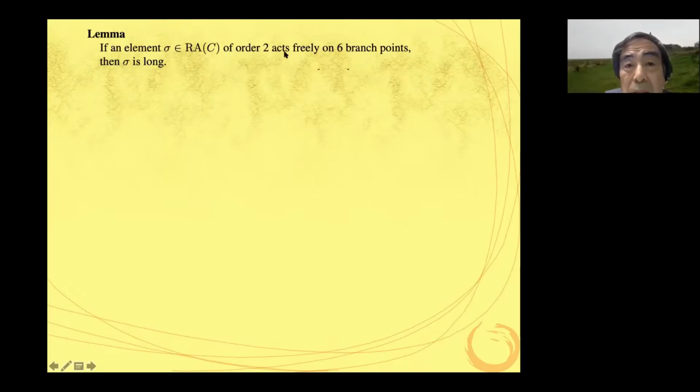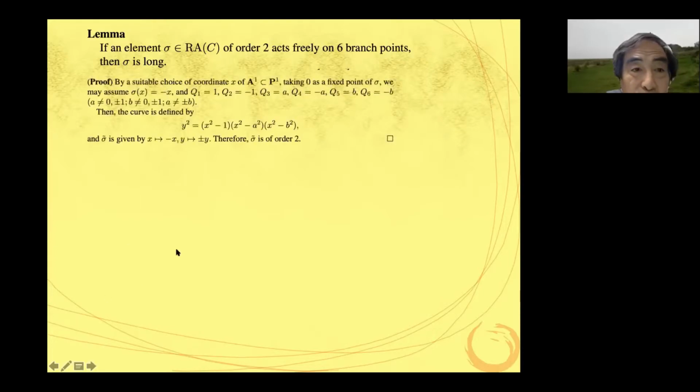If an element sigma acts freely on the 6 branch points, then we can show sigma is wrong. It's very easy to show, so I'll show it. By a suitable choice of A1, we can take 0 as a fixed point of sigma. The automorphism sigma is given by this, and then the branch points are given by this, with a suitable choice of A and B.